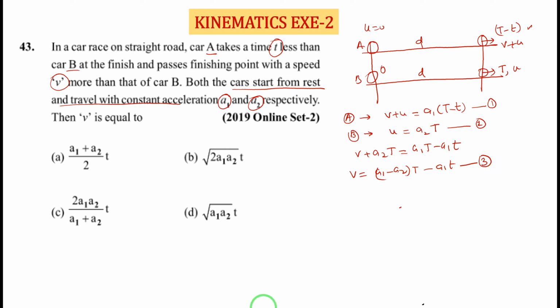Further, write a relation of distance with the time using the formula s equals ut plus half at square. Okay, so for A we will write v square equals u square plus 2as, right? Or s equals ut plus half at square.